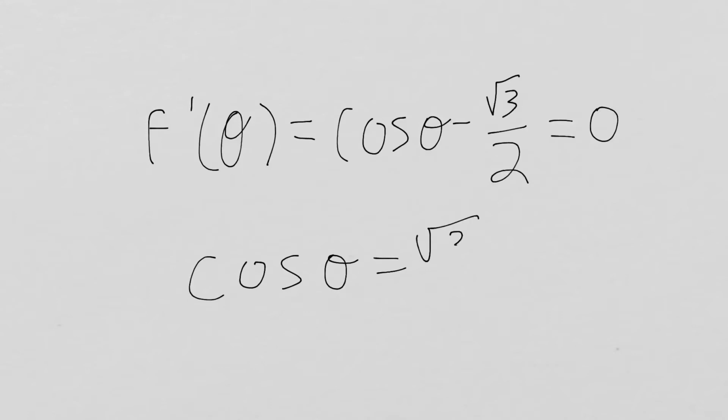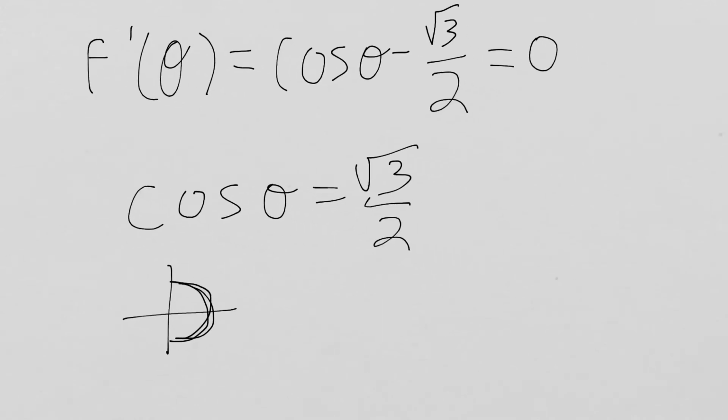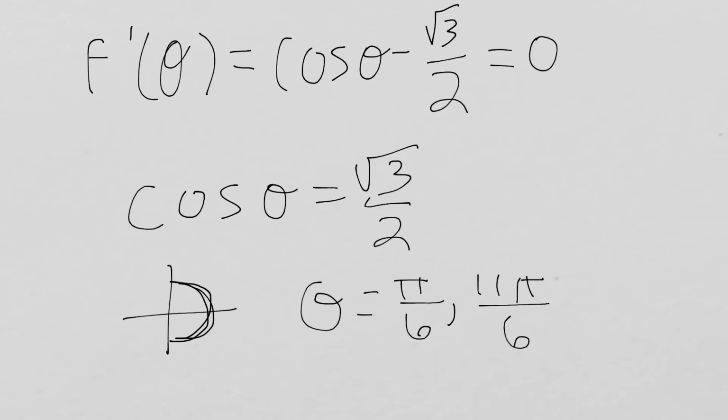So cosine theta equals square root 3 over 2. So we're looking for the two angles where cosine theta is square root 3 over 2. Well, that's going to happen in these two quadrants, 1 and 4. That's where cosine's positive. And then the reference angle is going to be pi over 6. Sine of pi over 6 is 1/2. Cosine of pi over 6 is root 3 over 2. So our two angles are going to be pi over 6 and 11 pi over 6. That's where f prime is 0.